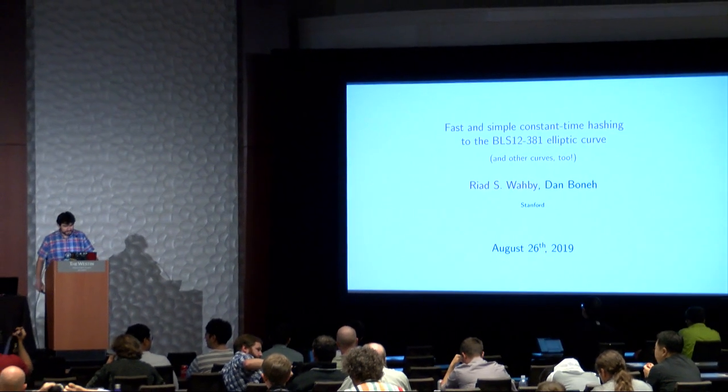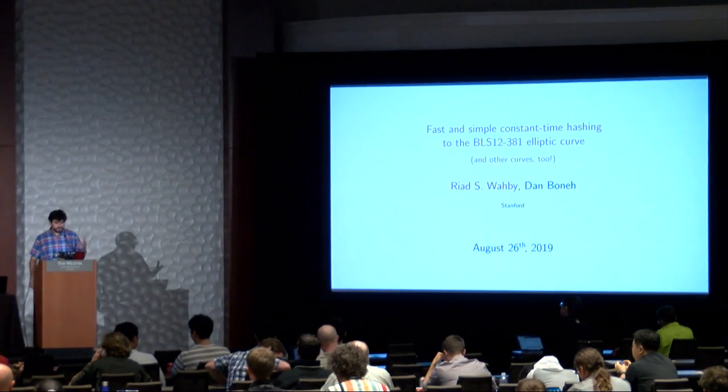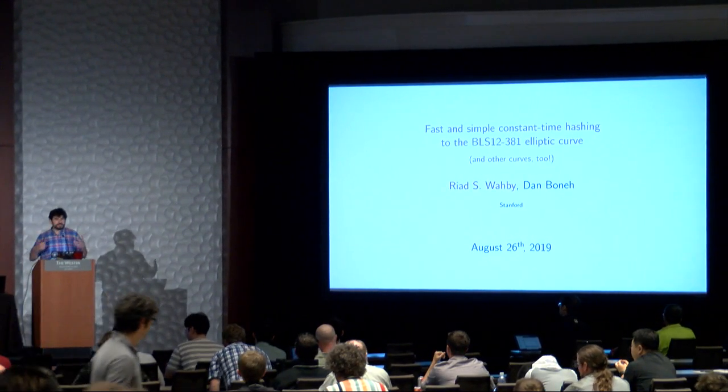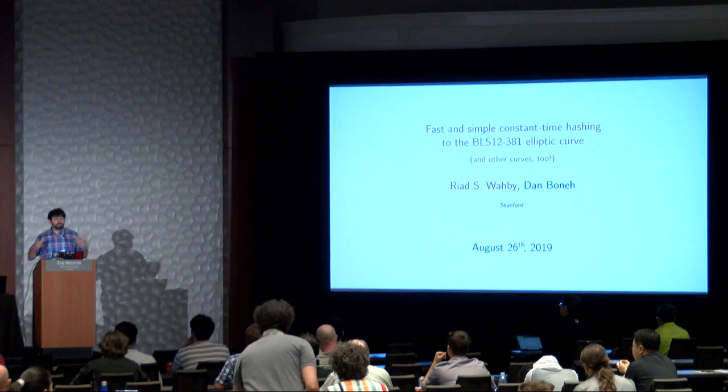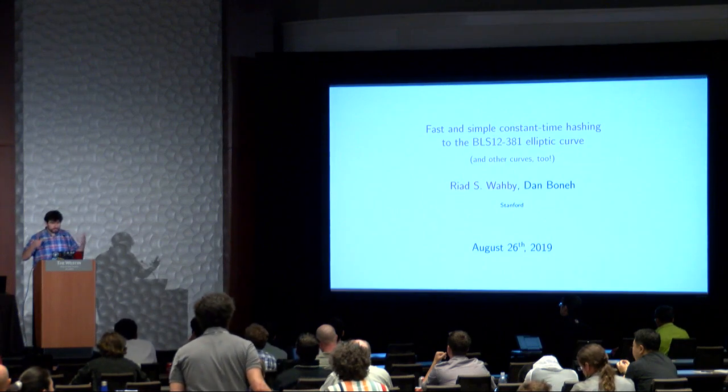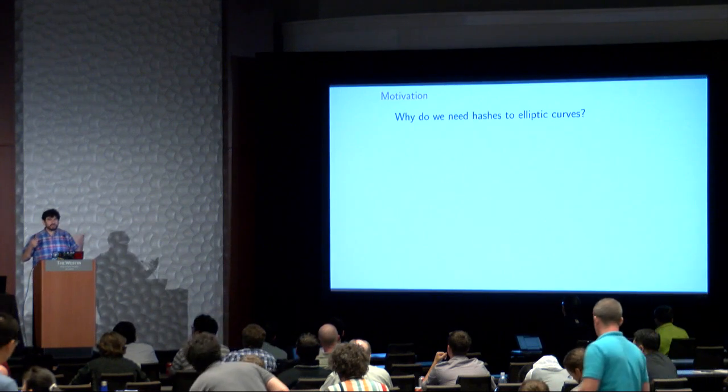Thank you very much. So a hash to an elliptic curve is a function that digests an arbitrary bit string and outputs an elliptic curve point. So we're going to build these things, but first let's talk about why we care about them.